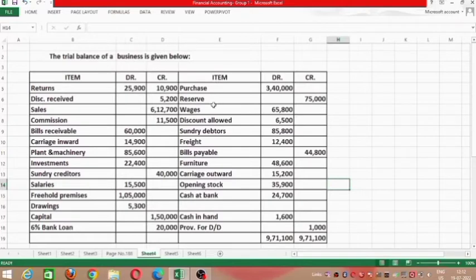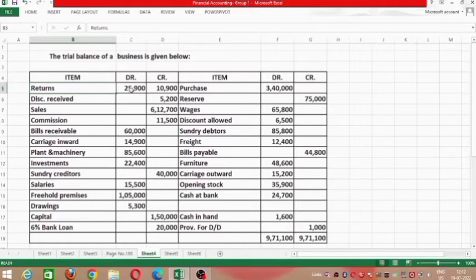Here we can notice there are direct expenses, indirect expenses and assets and liabilities. So based on this information we have to prepare the financial statements, that is trading account, profit and loss account and the balance sheet. Here we can see the first item they have given is returns. In the debit column they have mentioned 25,900 and in the credit column 10,900.